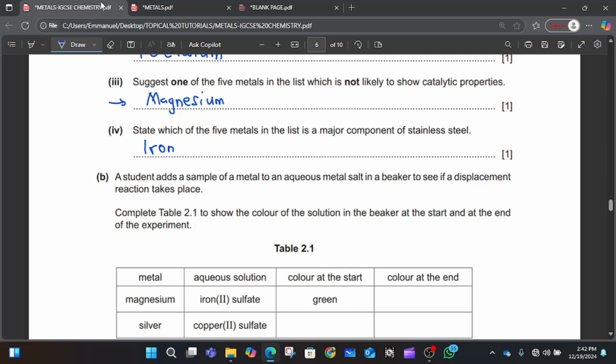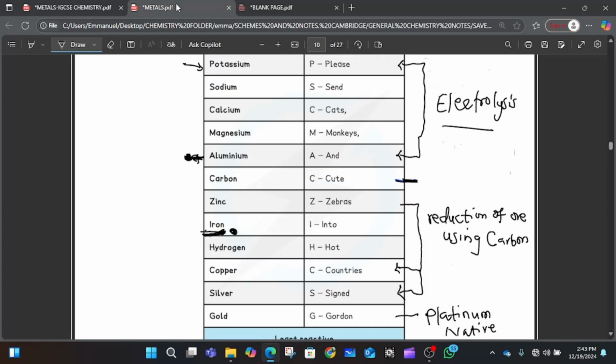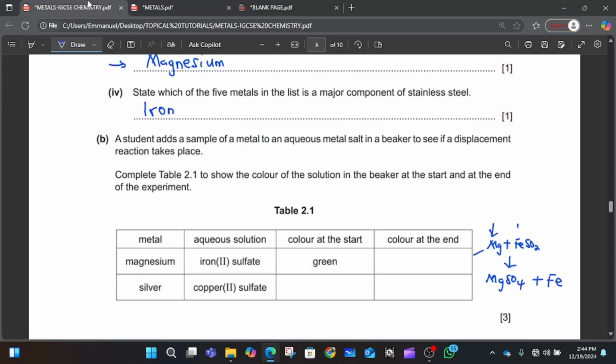In the displacement reactions of a metal and metal salt solutions, if the metal is more reactive than the metal ion in the salt, then the metal is going to displace the metal ion in the salt. And the reactivity series can also help us know which metal is more reactive. For magnesium and iron, if you look at the reactivity series, we can see that magnesium is on top of iron. That makes magnesium more reactive than iron. So magnesium is going to displace iron 2 from the iron 2 sulfate salt to produce magnesium sulfate and iron metal.